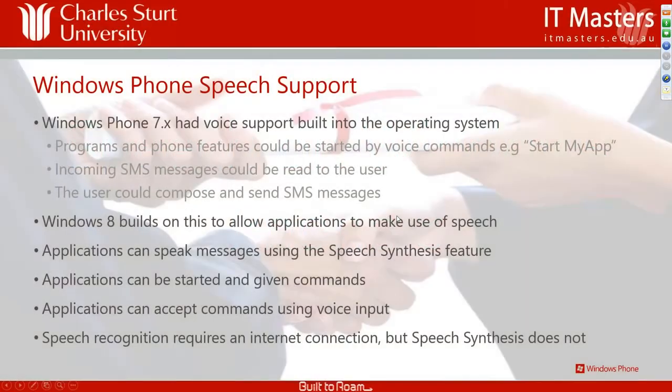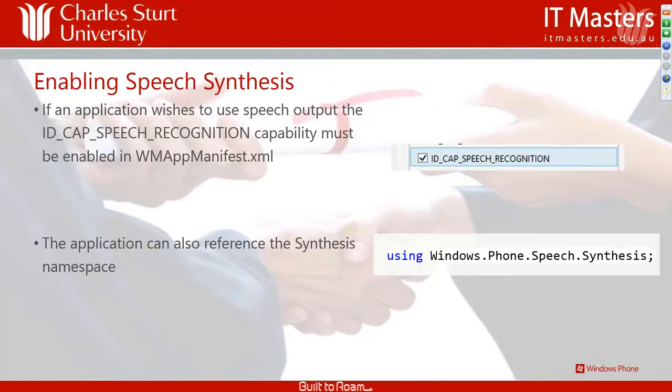We've also now got the ability to interact with speech on Windows Phone 8. In Windows Phone 7 we had very limited support for voice, essentially restricted to starting an application or interacting with SMS, so reading it back to the user or composing an SMS. With Phone 8 we now have the ability to do speech synthesis, accept command input and even speech recognition using the APIs. To enable speech synthesis, in fact all of the speech APIs, you do need to enable the speech recognition capability, and of course we need to reference the synthesis namespace.